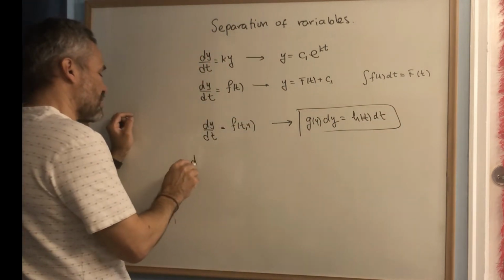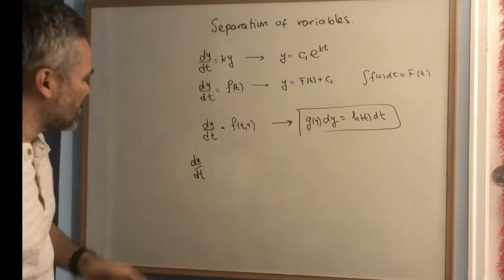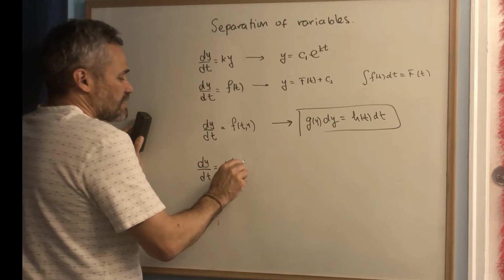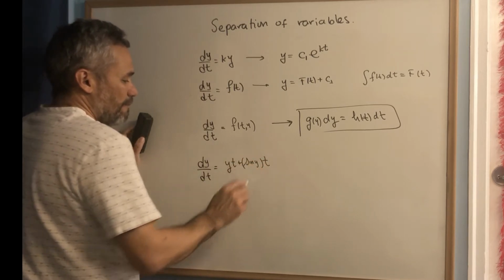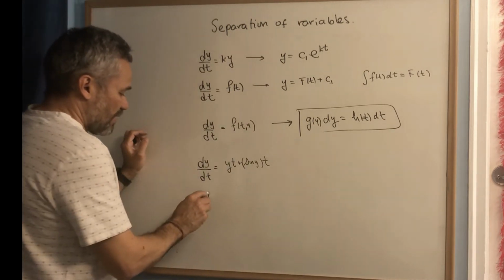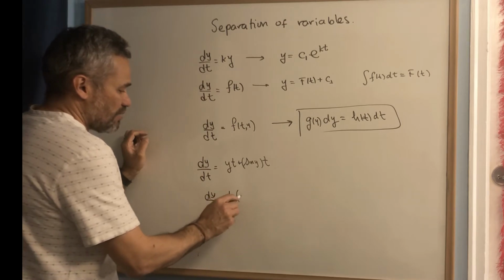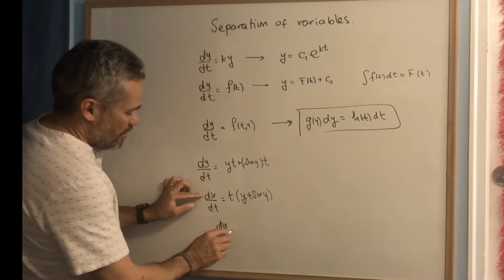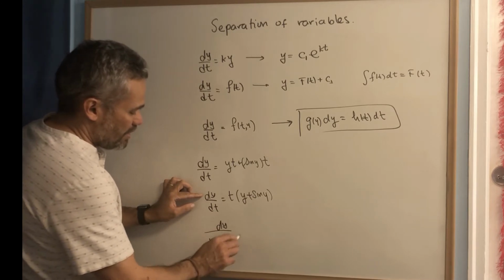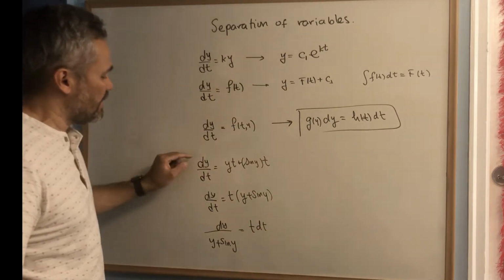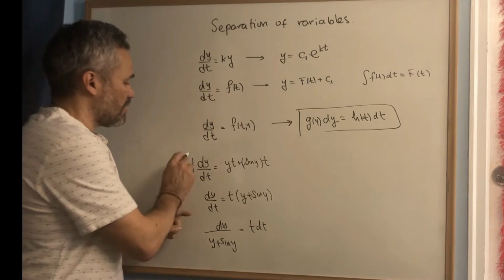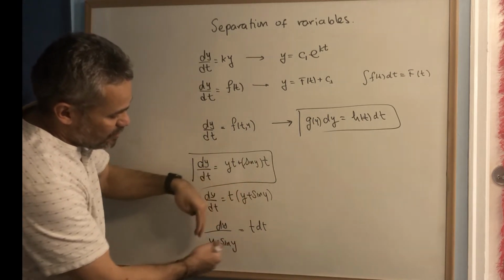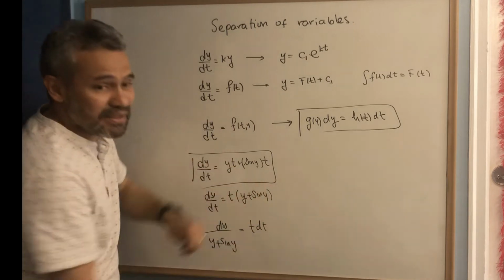Let me do an example. Let's suppose that we have dy/dt equal y times t plus sine of y times t. Notice that here we can just write it as dy/dt equal to t times (y plus sine of y), and then I can write dy over (y plus sine of y) equal to t times dt. Then in principle, this differential equation can be solved by separation of variables, because I have been able to split the differential equation in two parts. This part doesn't have a t, and this part doesn't have a y.